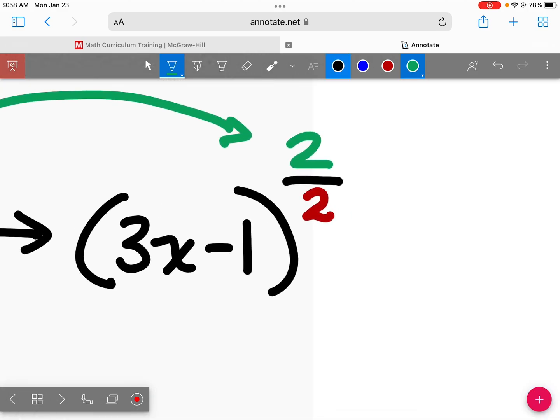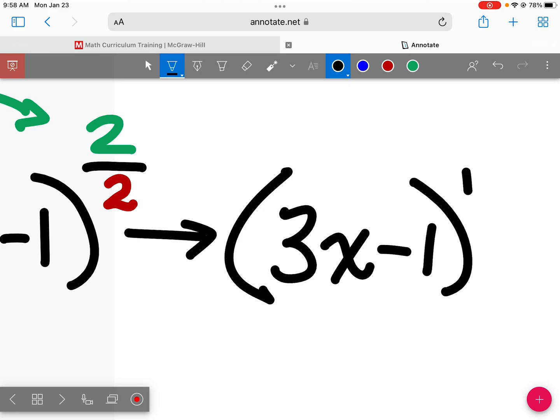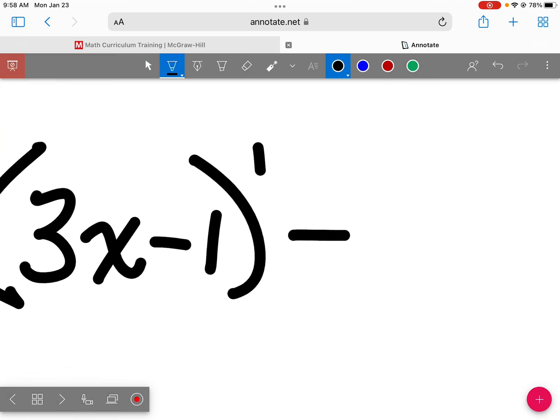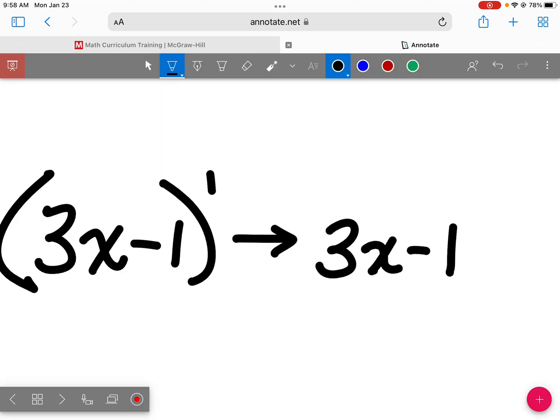Well, what is 2 divided by 2? 1. So I have 3x minus 1 to the first power. And if something is raised to the first power, do I have to put the exponent there? No. So this would just be 3x minus 1.